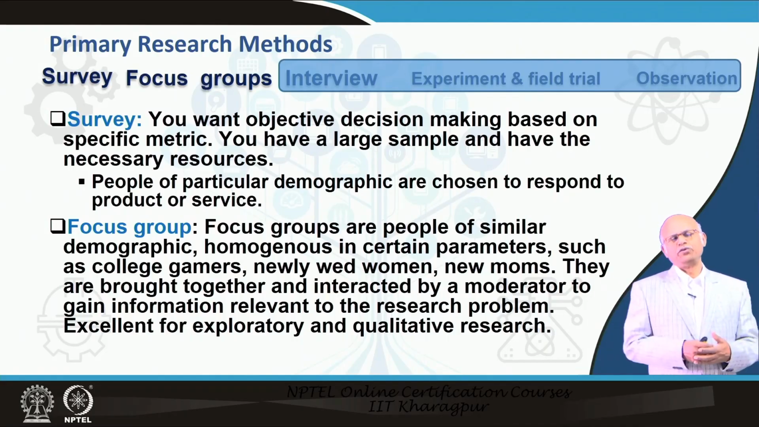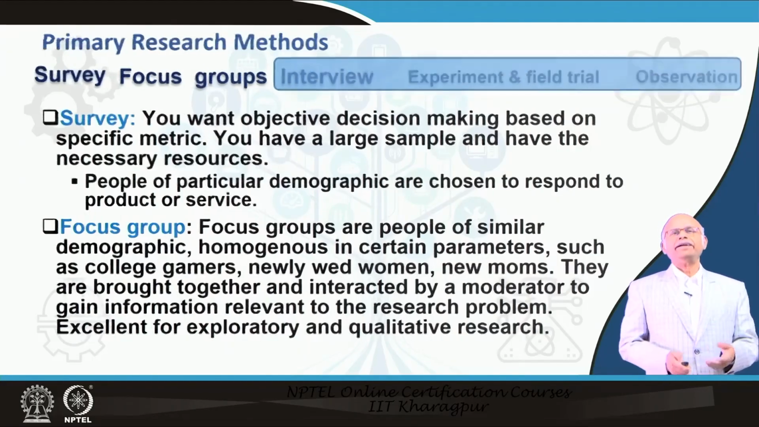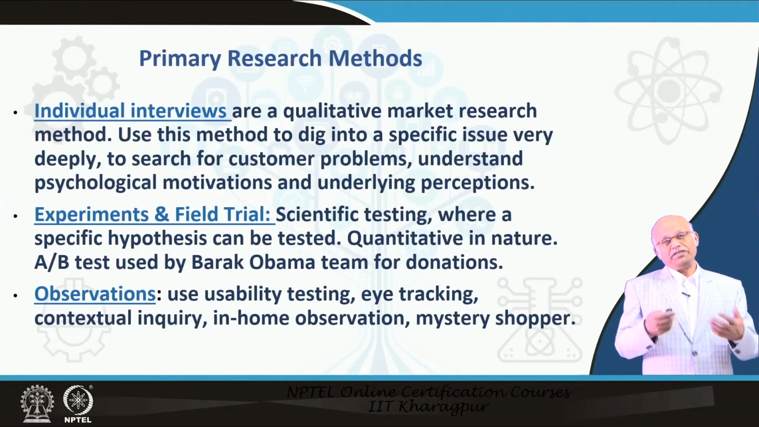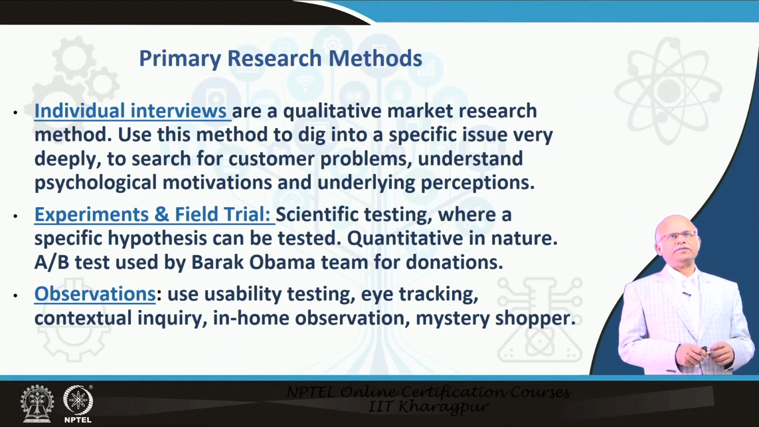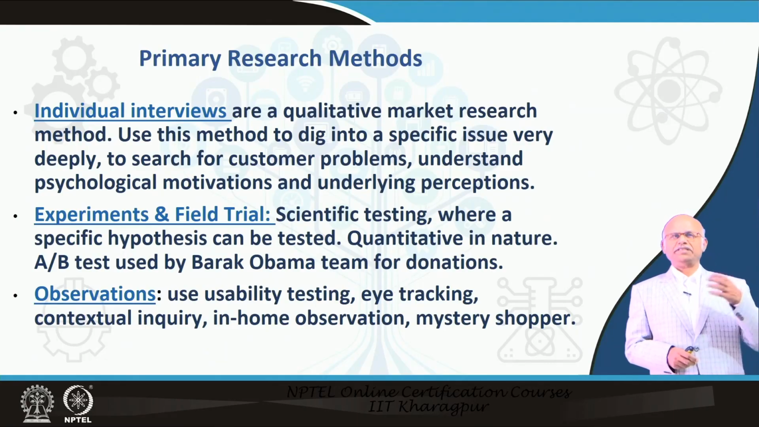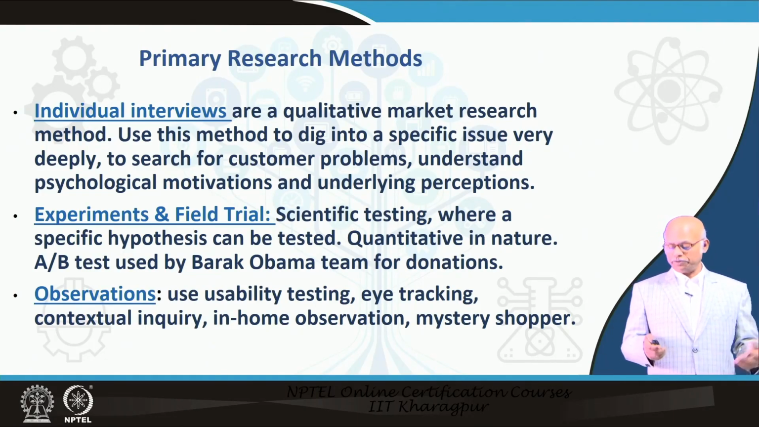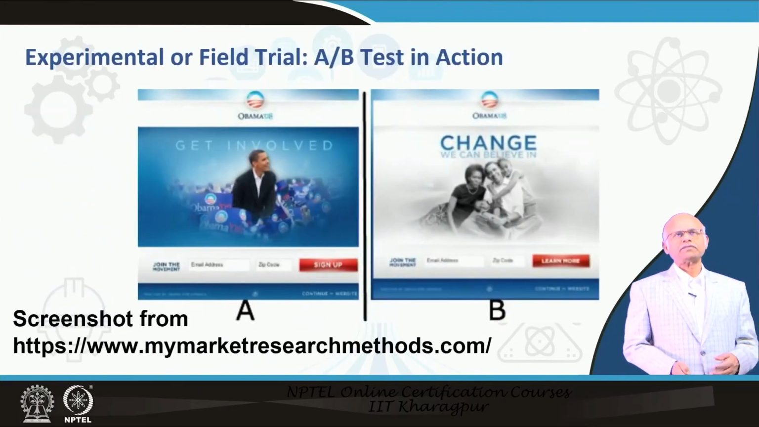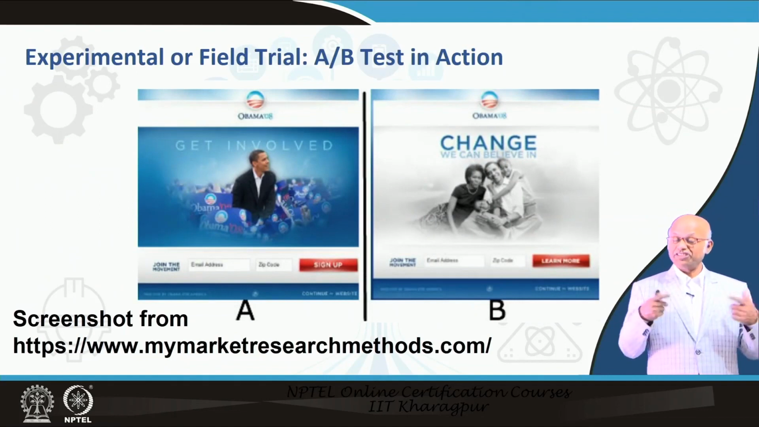So, you bring them in a room and talk to them about a product that is very specific to them and get to know in deeper insight as to what will entice them into buying. Another 3 methods of primary market research are individual interview, which we explained, experiments and field trial, and observations. A/B test was introduced by Barack Obama's team.